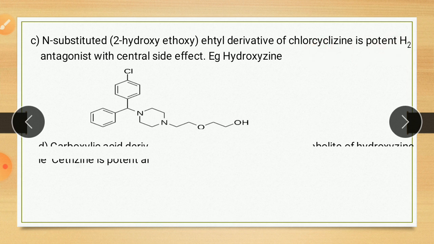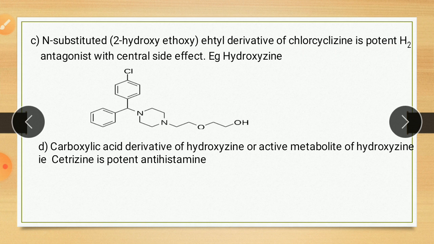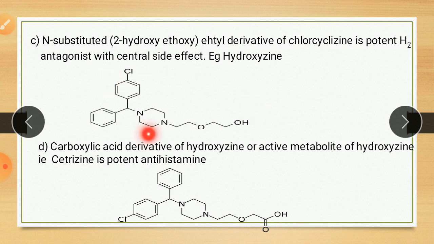Then the next point, the carboxylic derivative of hydroxyzine, or active metabolite of hydroxyzine, is called cetirizine, which is a potent antihistamine. Here the alcoholic group is replaced by a carboxylic group. So it is a carboxylic acid derivative of hydroxyzine, the famous one being cetirizine, which is a more potent antihistamine. Cetirizine is a metabolite of hydroxyzine.